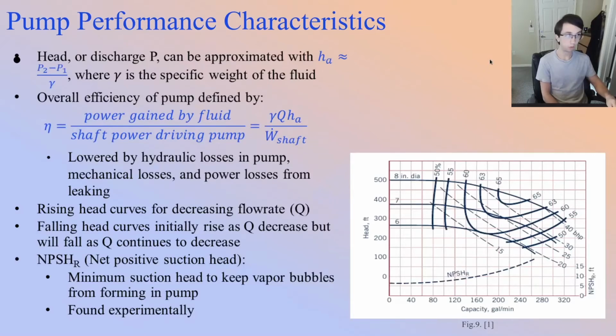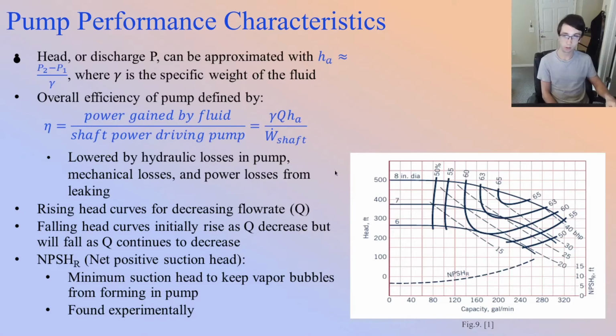So head, or the discharge pressure, can be approximated with the difference of pressure over gamma, where gamma is the specific weight of the fluid. And we can also define the overall efficiency of the pump with the power gained by the fluid over the shaft power driving the pump, defined by these variables here. And the efficiency will be lowered by things like the hydraulic losses in the pump, mechanical losses, which is stuff like friction, and power losses from leakage in case the pump isn't sealed properly. And we can say that this is also a function of all three of these things.